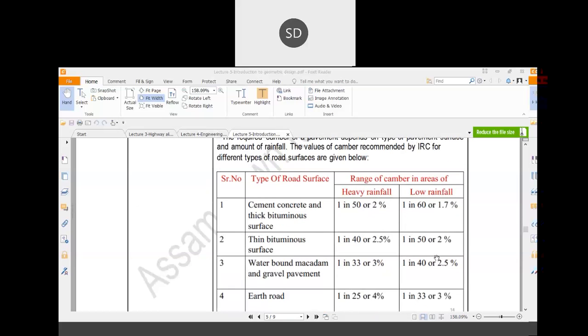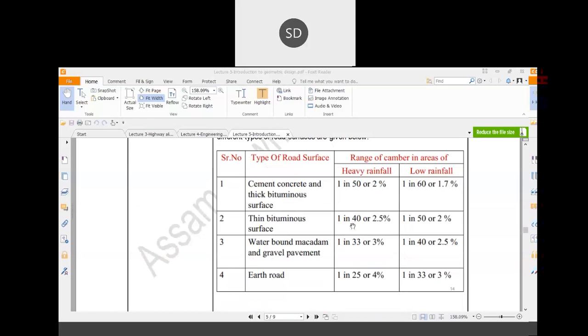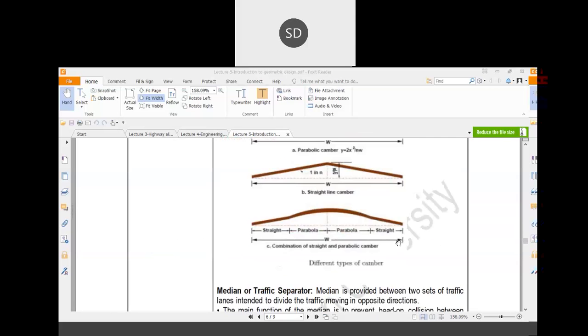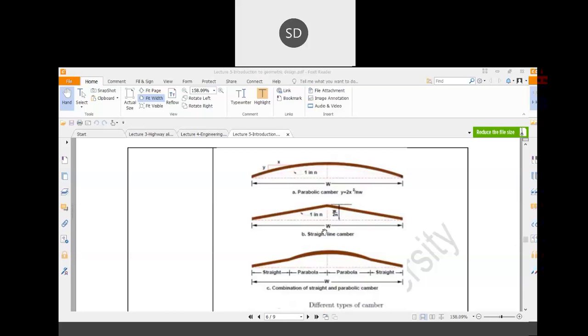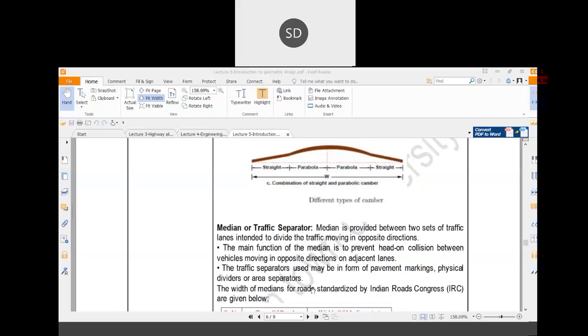So these are some specifications of the cross slope or camber. I'm not going into the detail of all these things, because this is self-explanatory. There are generally three types of camber: parabolic camber, straight line camber, and a combination of straight line and parabolic camber. For city areas we have only used the parabolic camber, and in some cases the combination of parabolic and straight line camber. The straight line camber is not used nowadays.